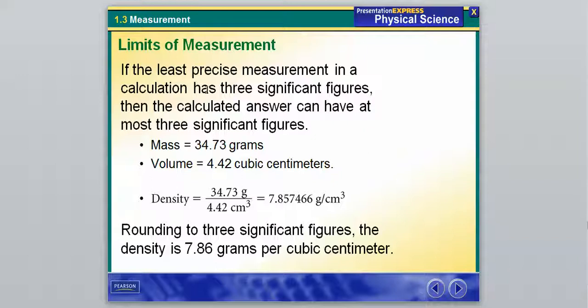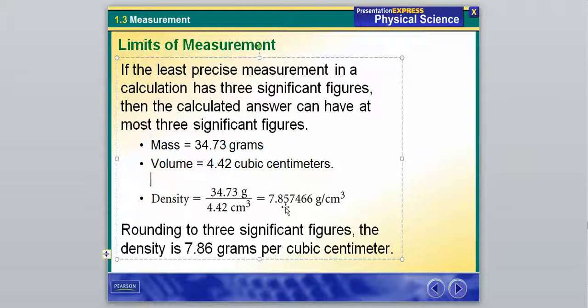Our example here is that we measure a mass at 34.73 grams, and our volume is 4.42 cubic centimeters. We know, from our other video, that in order to find the density, we just divide these two by one another. After we divide them out, this is our answer, 7.857466 grams per cubic centimeter.